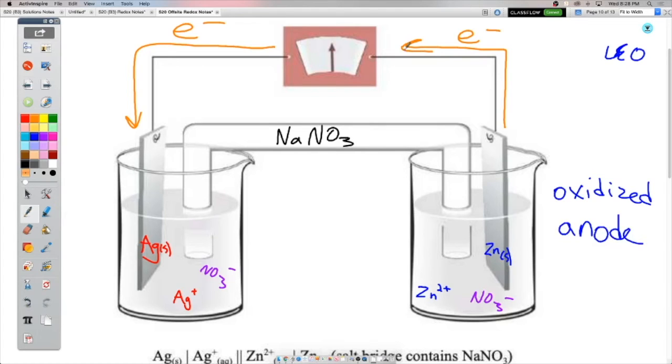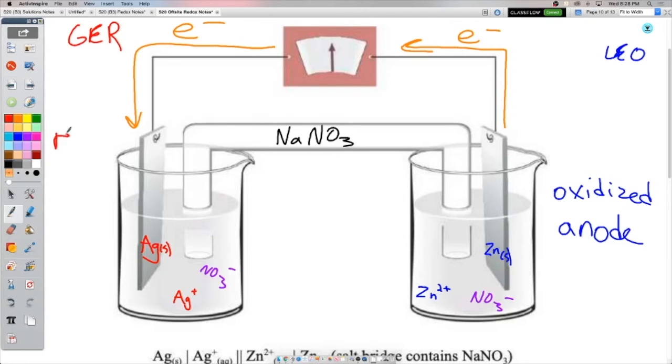Okay, over here now, silver is taking those electrons. It's getting more electrons. It is gaining electrons. Right? Gaining electrons. So what is it doing? This is being reduced. Okay, reduction is happening here. Red, fat cat. Red, fat cat. So this is the cathode.